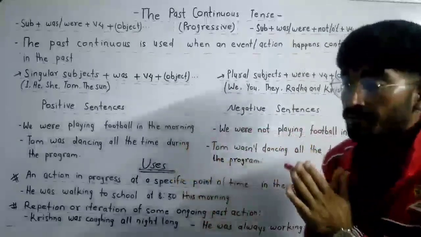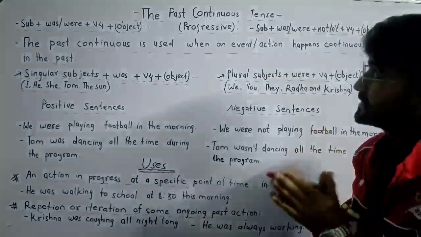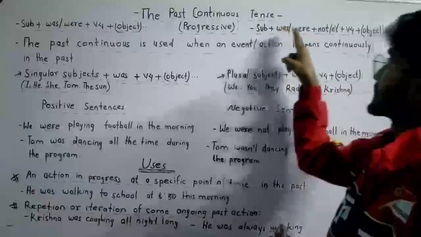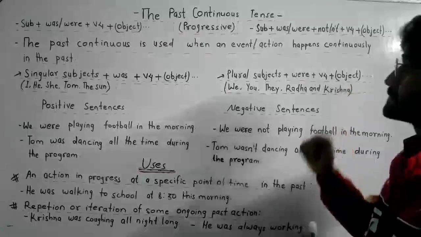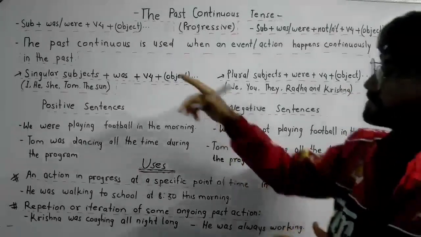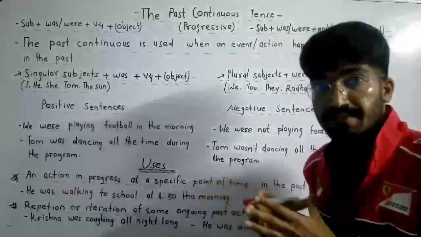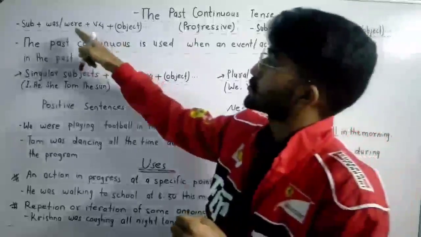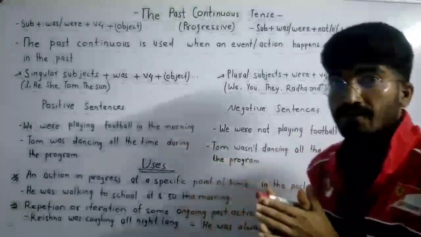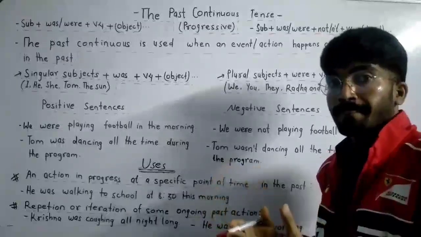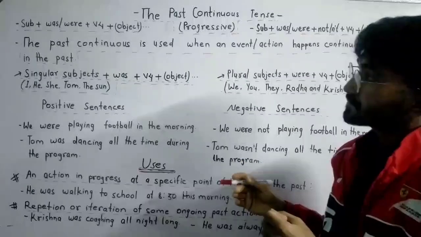And while forming negative past continuous sentences, at that time we can use this structure. You can see. And see, the structure is subject, and then was or were. And when to use was and when to use were, we'll discuss just a while later.